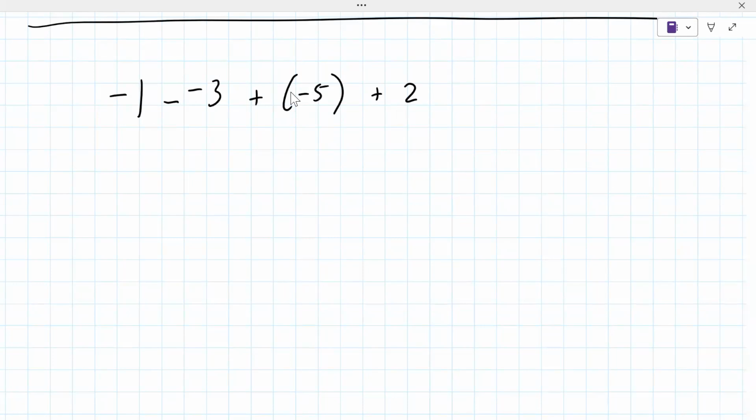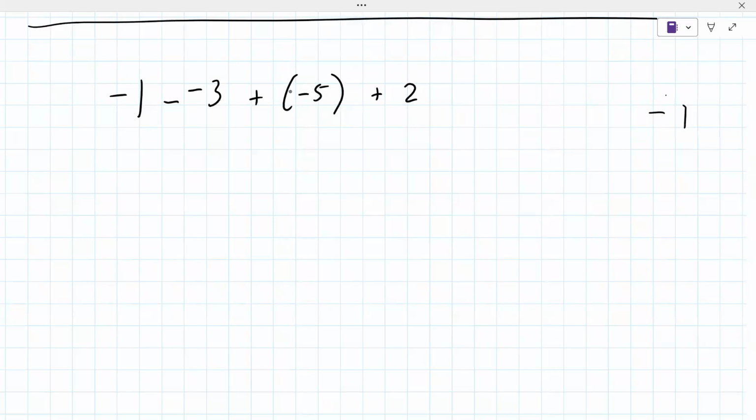Plus 3 plus -5 plus 2. So 3 subtract 1 is 2, plus -5 plus 2. 5 take away 2 is 3, so -3 plus 2. You subtract, so 3 take away 2 is 1, -1. Okay, I got my answer. All right, give me your answer, please. My final answer is -1.